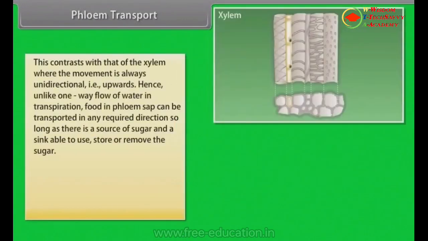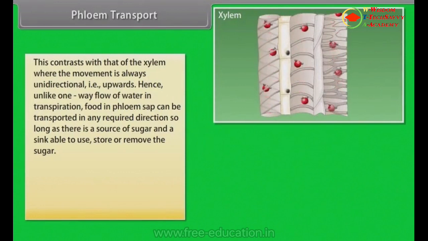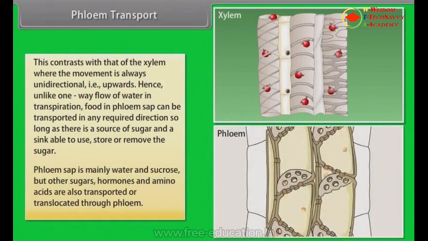bidirectional. This contrasts with that of the xylem, where the movement is always unidirectional, which means upwards. Hence, unlike one-way flow of water in transpiration, food and phloem sap can be transported in any required direction, so long as there is a source of sugar and a sink able to use, store, or remove the sugar. Phloem sap is mainly water and sucrose, but other sugars, hormones, and amino acids are also transported or translocated through phloem.